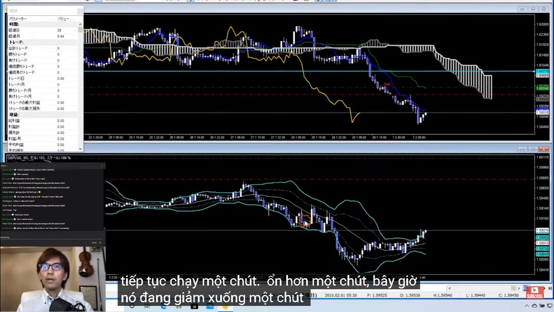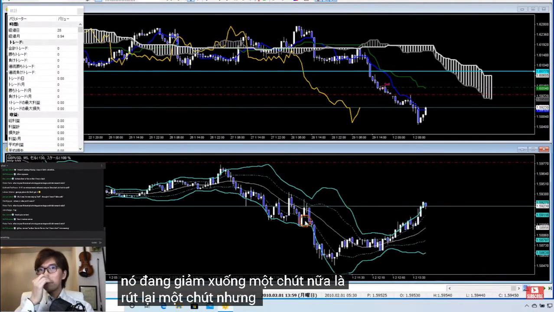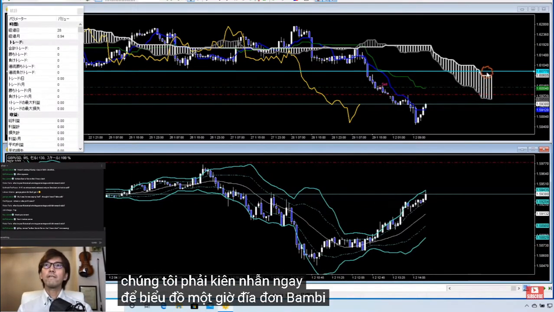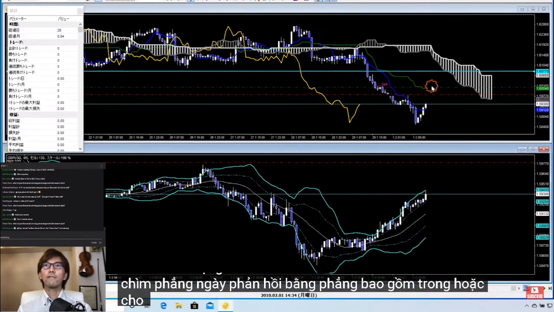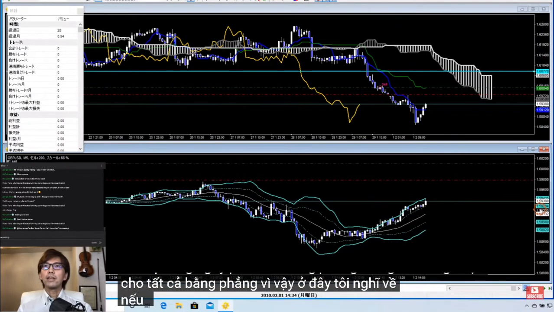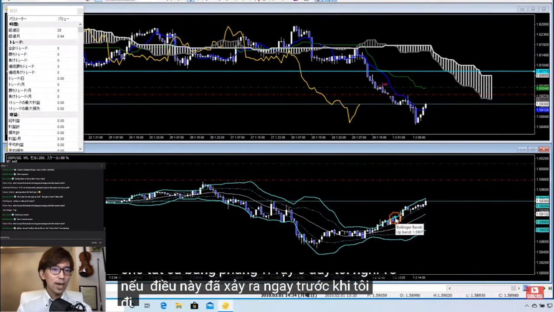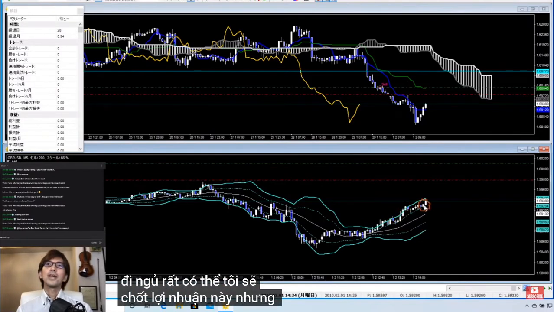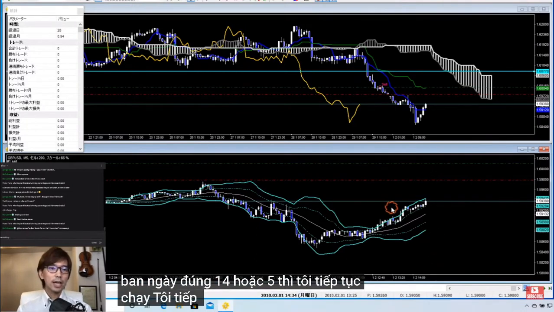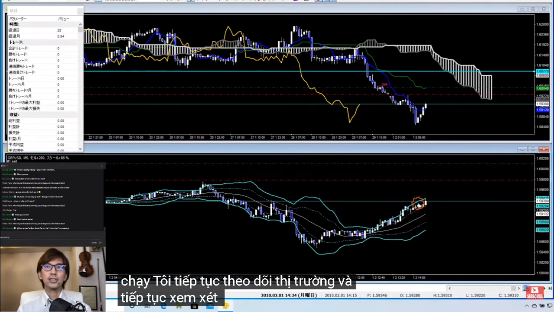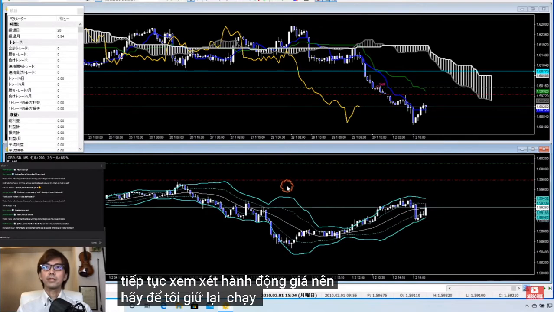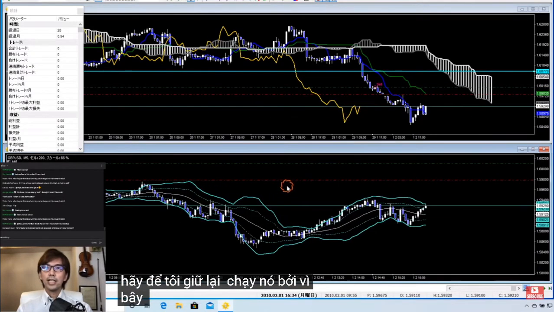Okay, now it's sloping down a little bit more, retracing a little bit. But we have to be patient, right? On the 1 hour chart, Senkou span B, Senkou span A, and Kijun-sen are all flat. So if this were happening right before I go to bed, most likely I would take this profit. But if this is in the daytime, right, 14:05, then I keep running. I keep watching the market and keep looking at the price action. So let me just keep running it, because this is still in the afternoon.